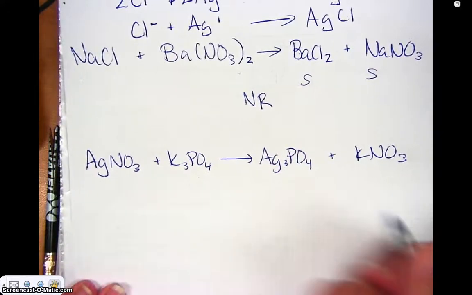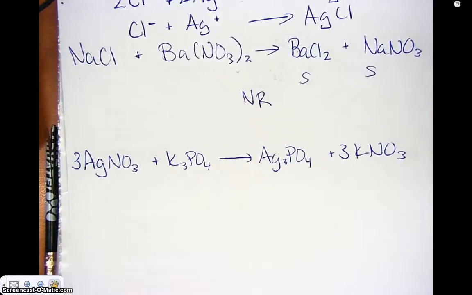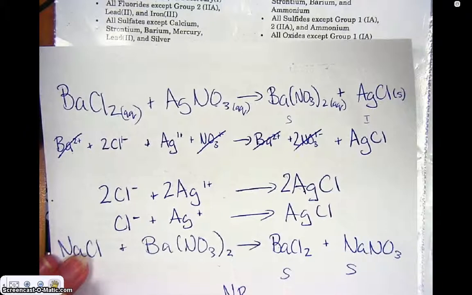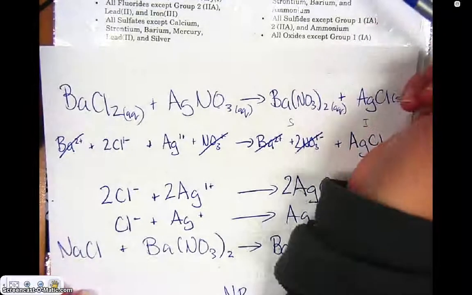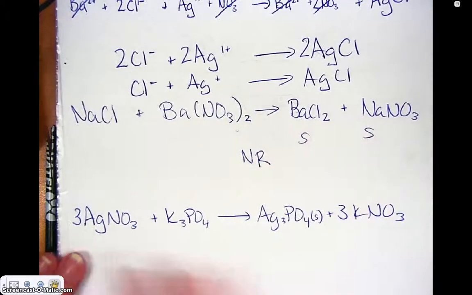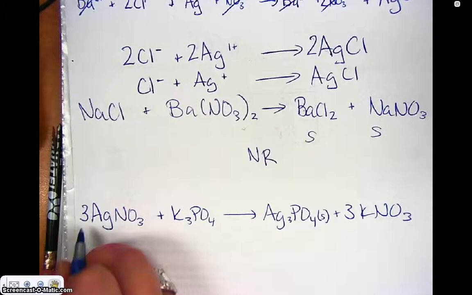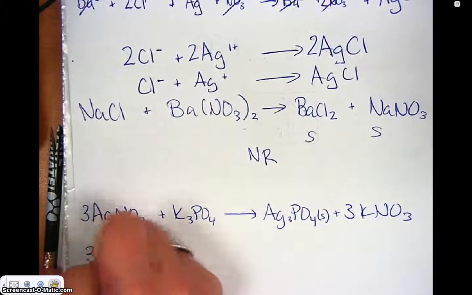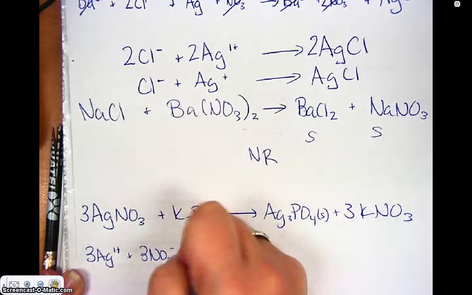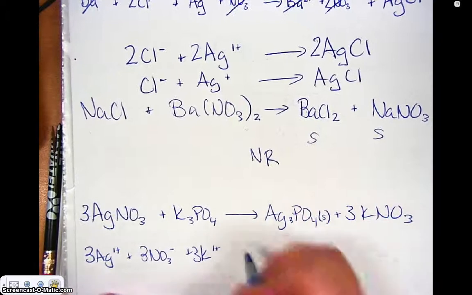And if we wanted to balance that beforehand, we can put a 3 here and a 3 here. And if we look again at our solubility rules, we've got silver phosphate, and it says all phosphates are insoluble, so this one is going to be our solid precipitate, and all 3 others are aqueous. So we'll just separate into our ions. So we're going to have 3 silvers, and we'll have 3 nitrates, and we'll have 3 potassiums, and we have 1 phosphate.